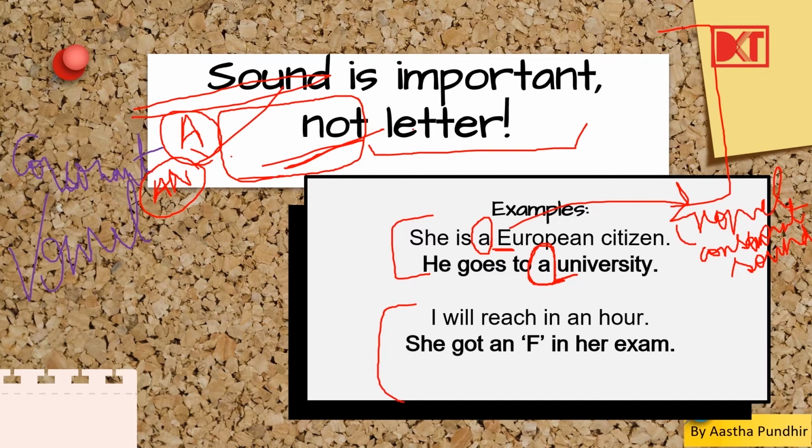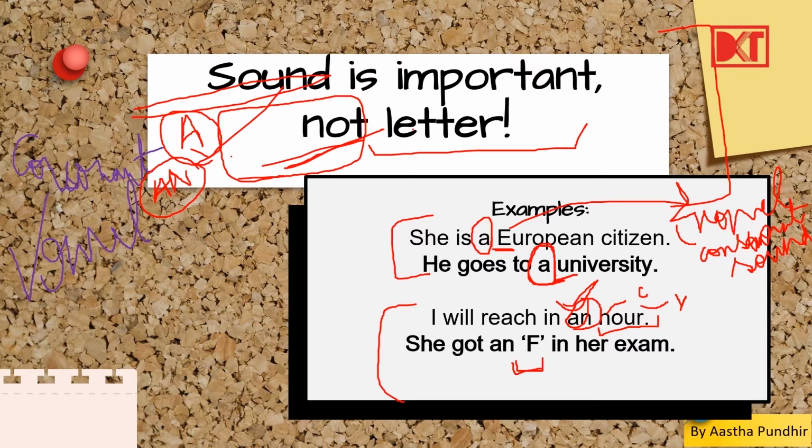Here r जो है, this is starting with the consonant but जो sound है वो vowel की है. An r is starting with the vowel sound, so we will be using the article an. Similarly, she got an F in her exam. An F है तो हमारा consonant, पर sound क्या है? F. A से start हो रहा है, A is a vowel sound, so we will be using the article an.